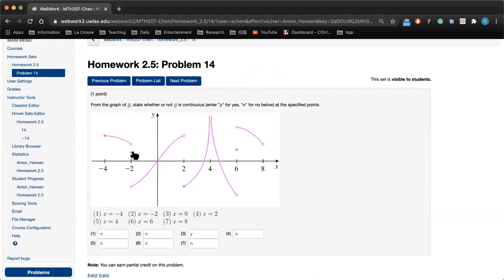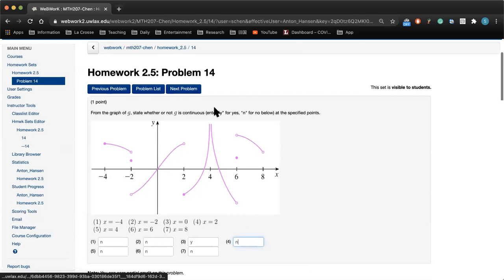X equal to -2. Clearly, it's not continuous because we have a jump discontinuity. X equal to 0, it is continuous. I don't see a hole. I don't see anything. And your function value is exactly the same as the limit. Number 5, there is a vertical asymptote, so not continuous. Oh, what I just said, number 4 is actually number 5. Number 4 is x2. Here's a jump. 6, there's a jump. 7, x equal to 8. It's not continuous. All right.